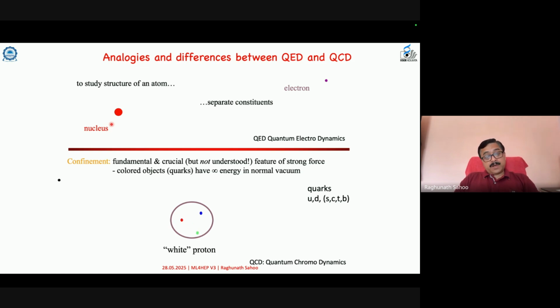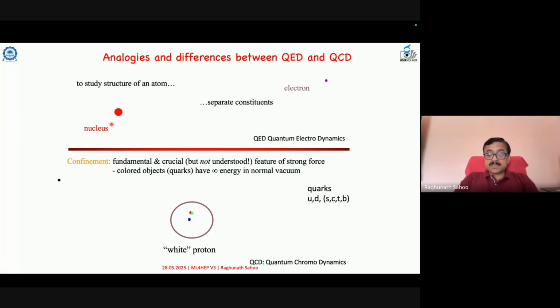Whereas if you look at quantum chromodynamics, the situation is completely different because of the typical property of quark confinement. So now you can see I have encased the three colored objects which are the constituent quarks of the proton, and as a whole the proton is white in nature.